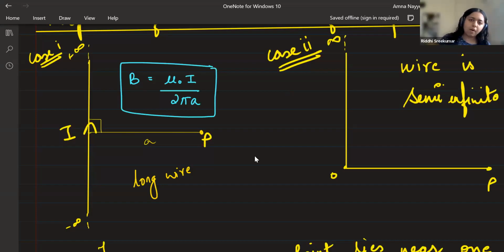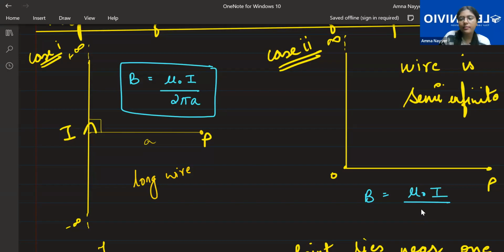And now coming to the semi-infinite wire. For a semi-infinite wire, look, one edge is pointing towards infinity, but the other end of the wire is fixed. It is not extending up to infinity. This is rigid. The end is fixed. Now the point that you are calculating is near the fixed end. The point will never be along the infinite end. So the point will always lie near the finite end. So B will be equal to mu naught I divided by 4 pi a. This is the formula and you need to remember both the formulas. There's no option here.